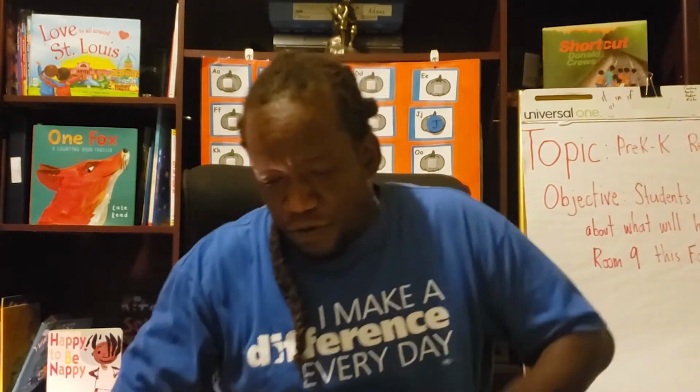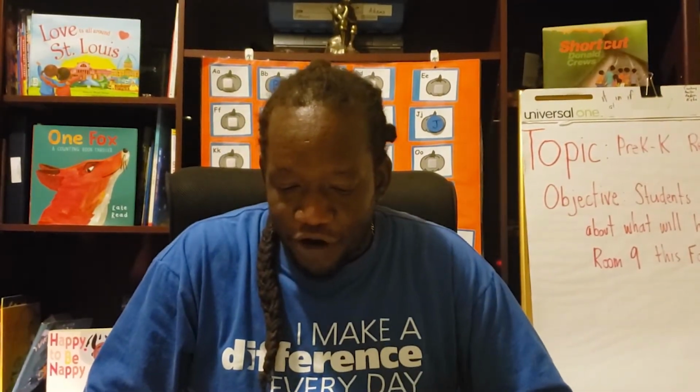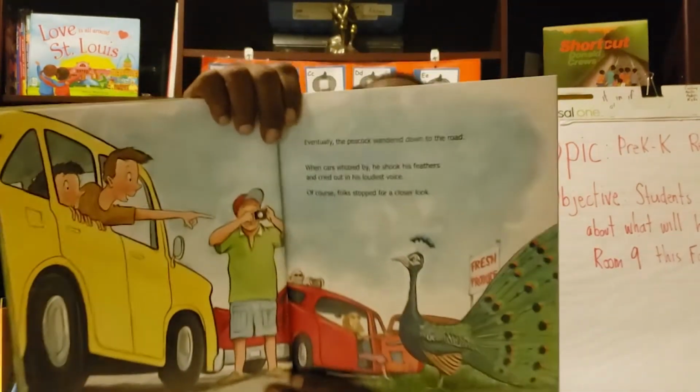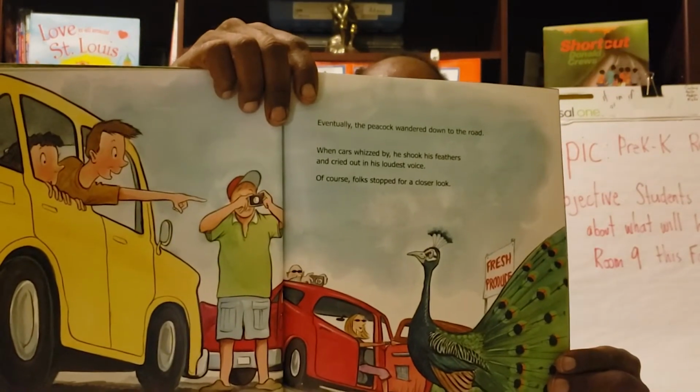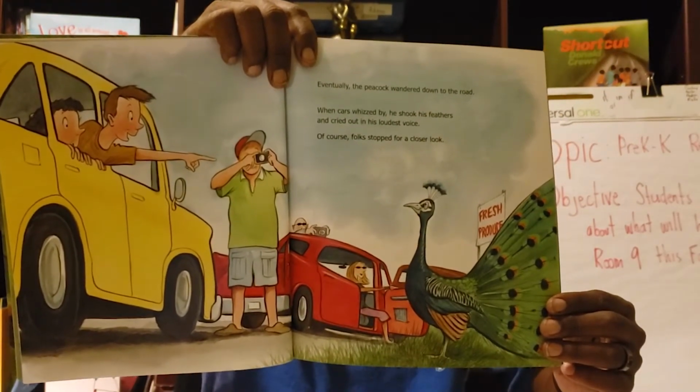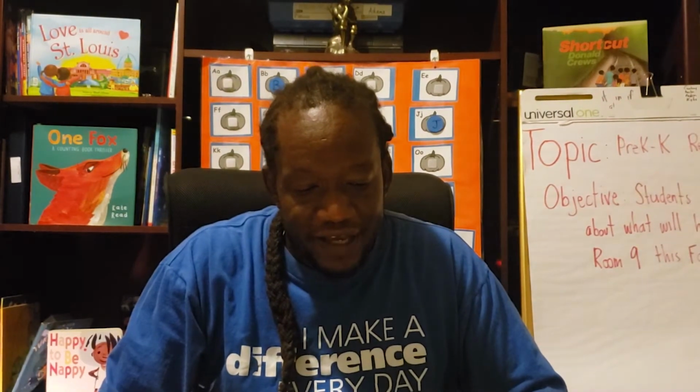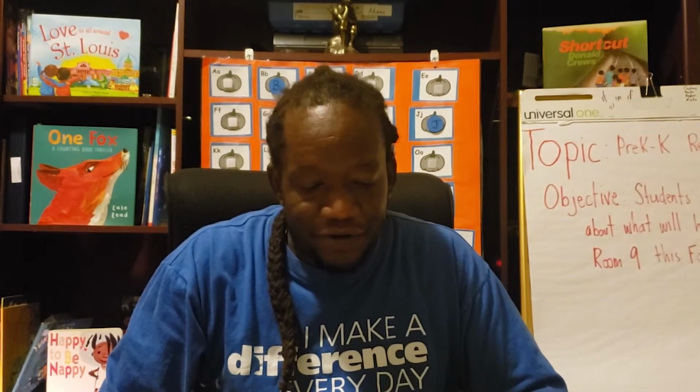Eventually, the peacock wandered down the road. When cars whizzed by, he shook his feathers and cried out in his loudest voice. Of course, folks stopped for a closer look. Day after day, more folks stopped to admire the peacock, and they all bought tomatoes and corn, eggs and milk. Business on the Tuckers' farm was booming. Everyone seemed happy to have visitors stopping by.